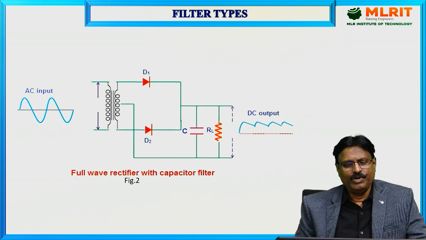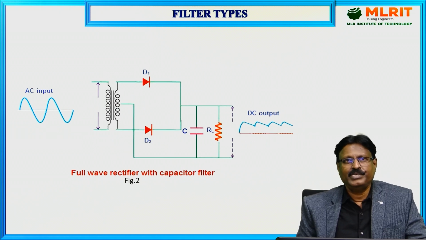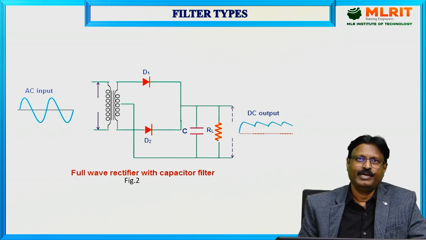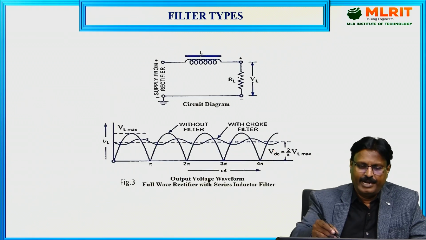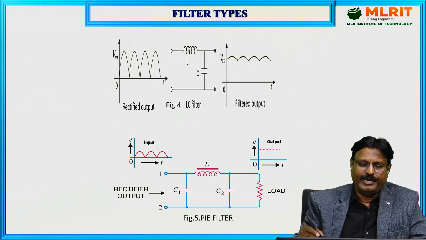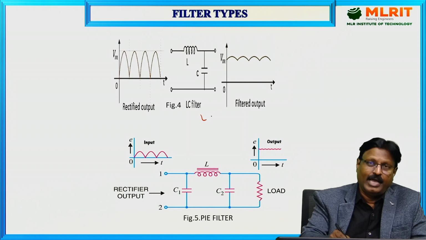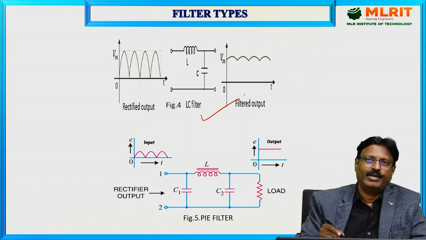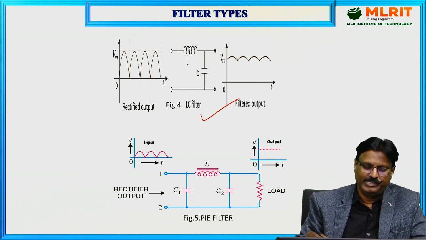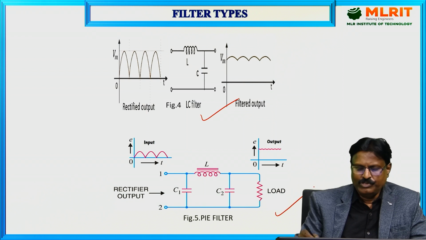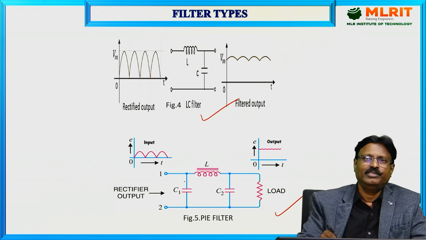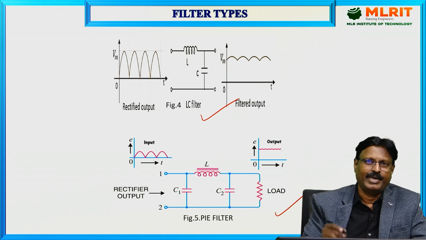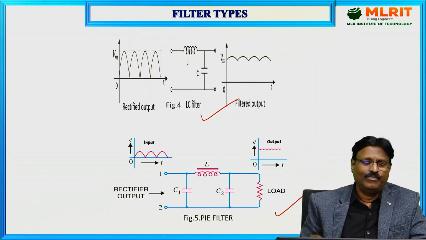If you go for the classification of filters, basically 4 types will be there. The first type is a capacitive filter, the second type is an inductive filter, the third type is the LC filter, a combination of inductive as well as capacitive, and the fourth type is a pi filter. As you can see here, the elements are arranged in the form of the Greek letter pi. So these are the 4 types.